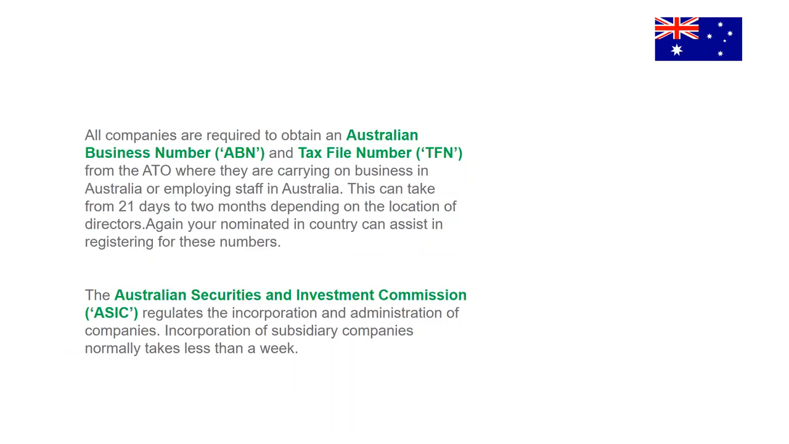Correct. Similarly, from an organization point of view, all organizations working in Australia must obtain an ABN and TFN, that is, the Australian Business Number and the Tax File Number, from the ATO. And there is another authority, ASIC, the Australian Securities and Investments Commission, which is part of the same government and regulates the incorporation and administration of companies. In case of subsidiary companies, they have to report within a week if anything is happening. That is just from a general knowledge point of view.